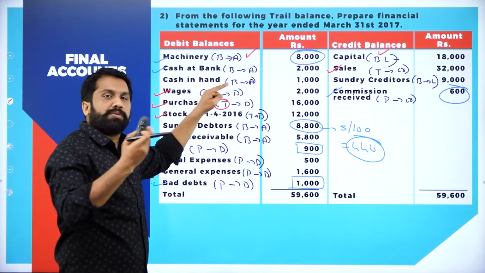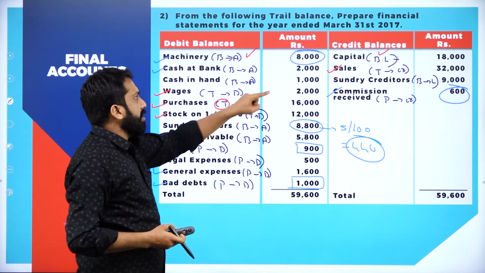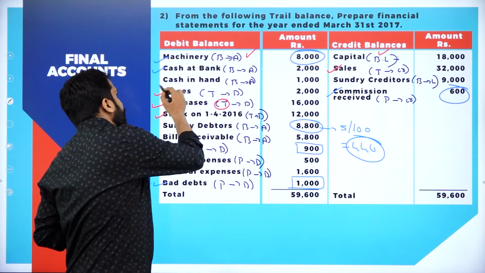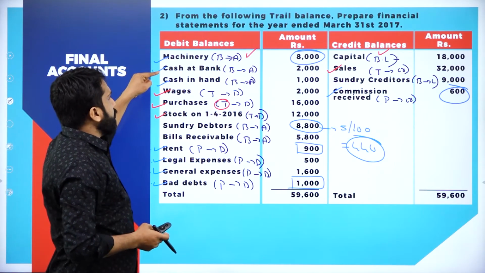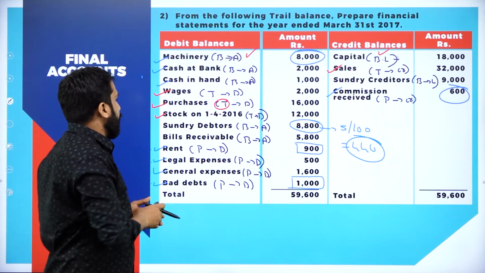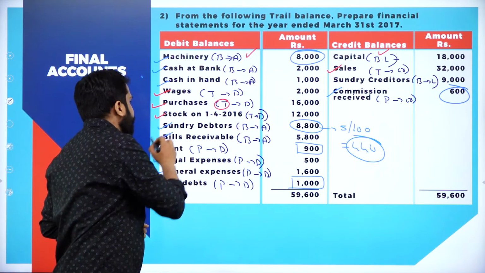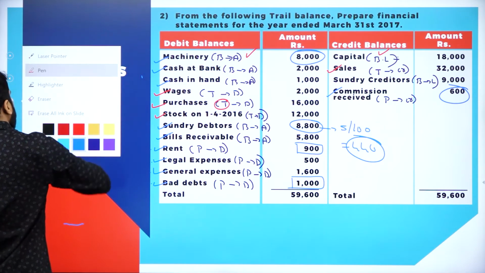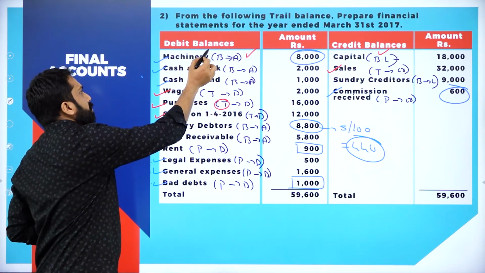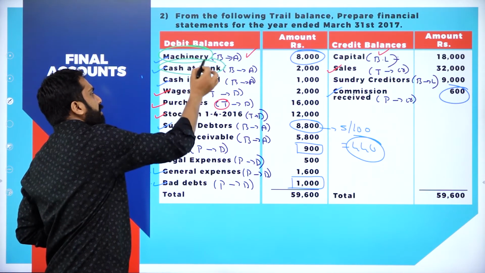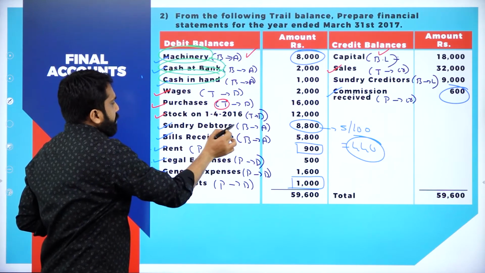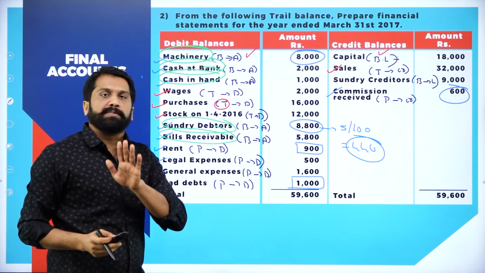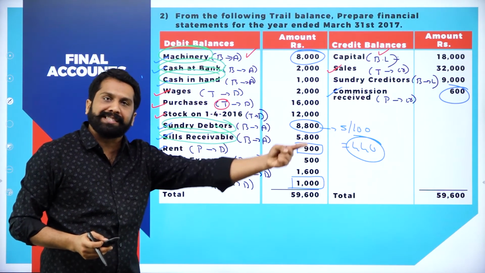Cash in hand, go to balance sheet, asset side, write 1000. Just copy paste work we are doing. Now, cash total we have machinery, cash at bank, cash in hand, and sundry debtors, bills receivable. Total we have 5 items which will go to balance sheet asset side.